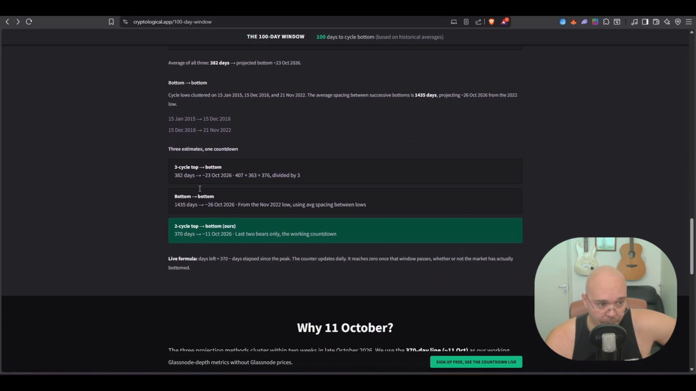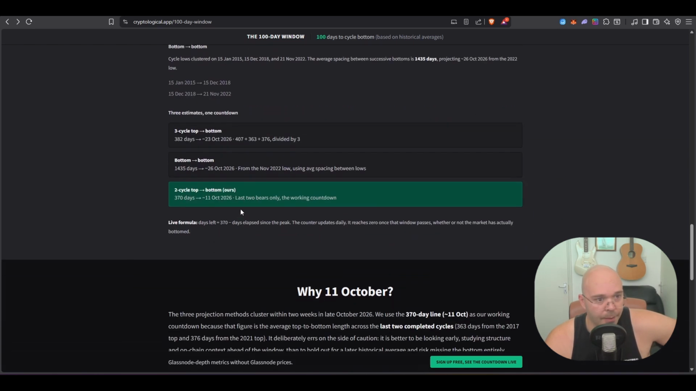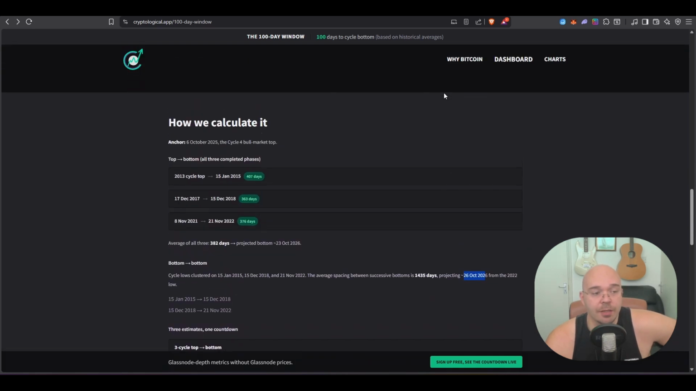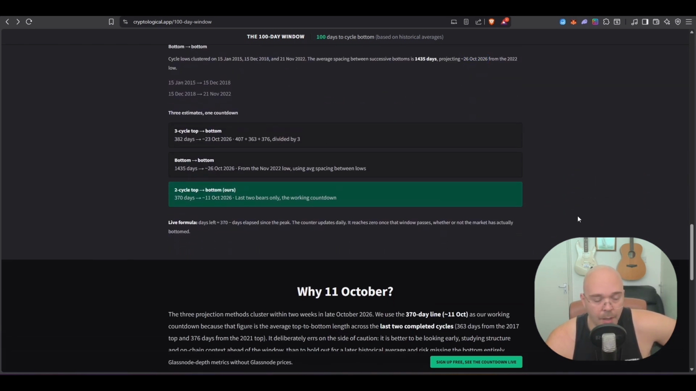Now the bottom to bottom, how have we worked that out? We've got 2015 to 2018 and 2018 to 2022. The average of these bottom to bottoms is 1,435 days. If we project that out from the previous bottom, we get the 26th of October 2026. So top to bottom predicted the 23rd of October 2026, and bottom to bottom predicts the 26th of October 2026.